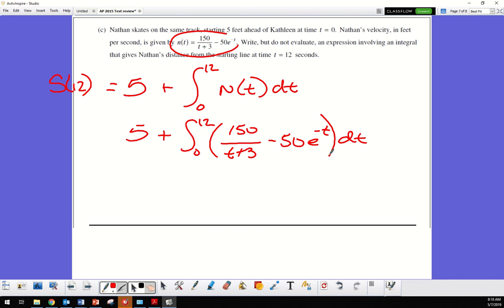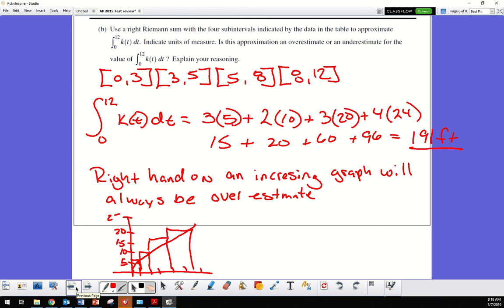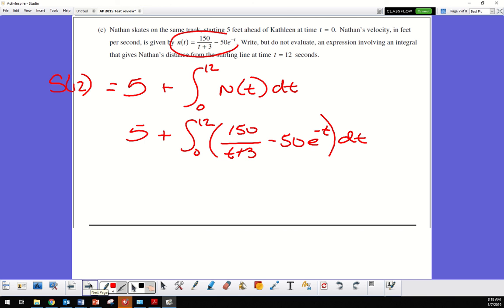Do that. If you have a long integral, put parentheses around it with your dt at the end. Why is that? You can think that it's just the integral of 150 over t. Yes, we see it, but there's dt in there.